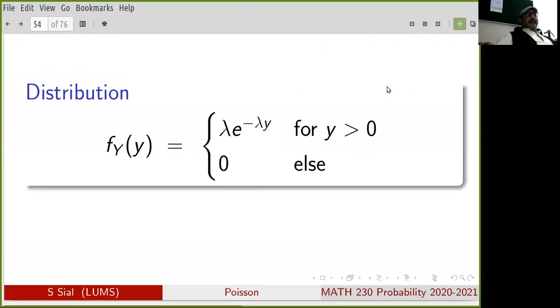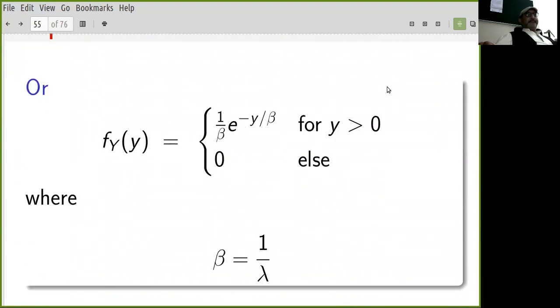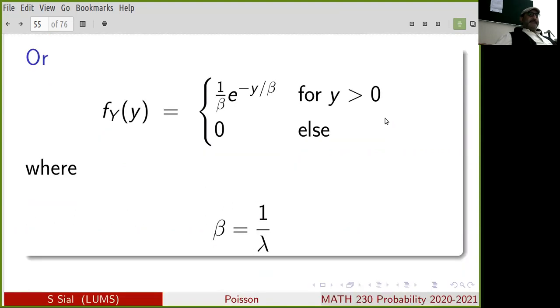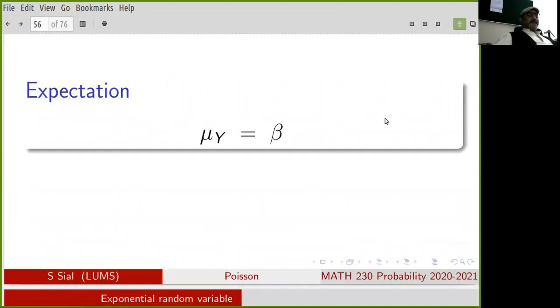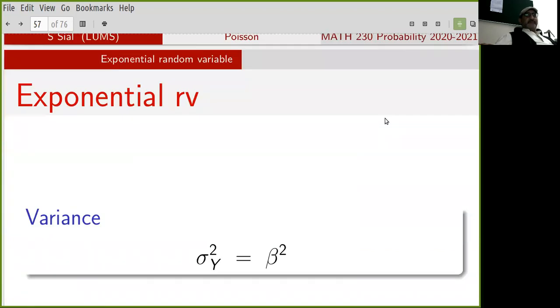Another way of looking at it is that we write lambda as 1 over beta, or beta is equal to 1 over lambda. And in that case, the PDF is given as 1 over beta e to the negative y over beta for y greater than 0, and it's equal to 0 otherwise. Okay, and then for the exponential random variable, the expectation is beta, and the variance is beta squared.